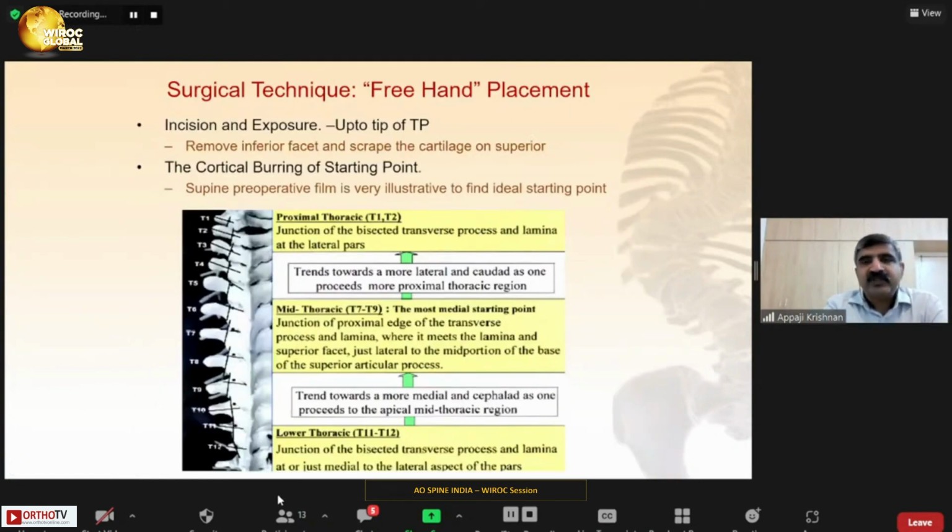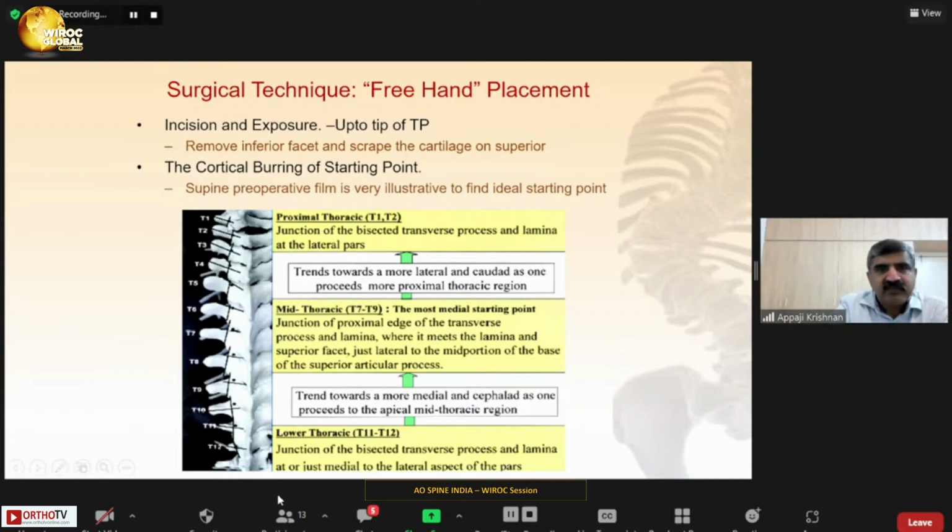The exposure in an open thoracic pedicle screw should be to expose till the tip of the transverse process. Remove the inferior facet if you are going to do a fusion. If you're not going to do fusion, you don't have to remove the inferior facet. Scrape out the cartilage on the superior facet if you're doing fusion. Use a cortical burr, a small 2 millimeter burr, to make the starting point. You can see in this picture where the starting point is.